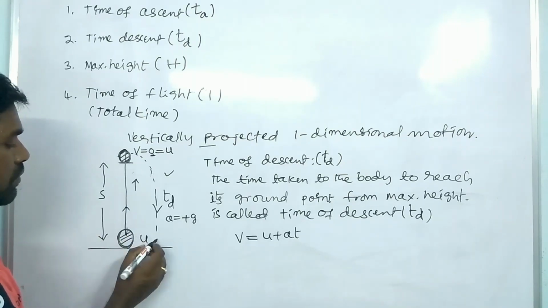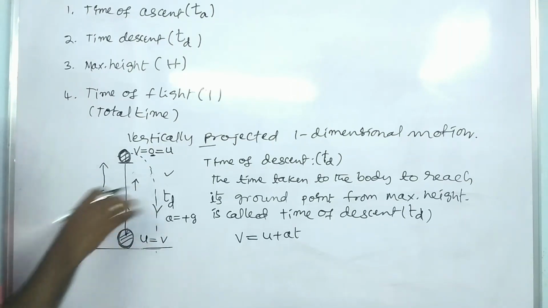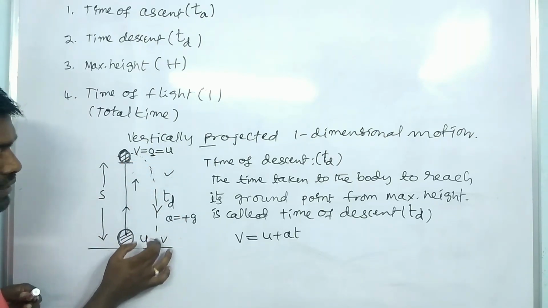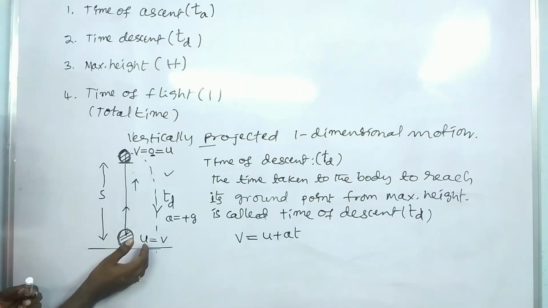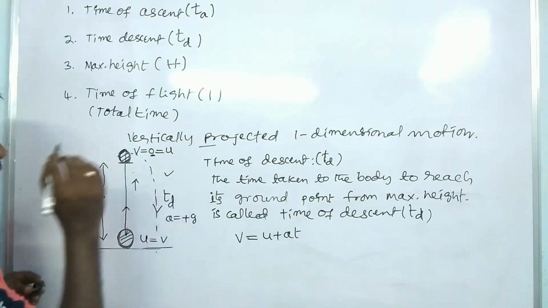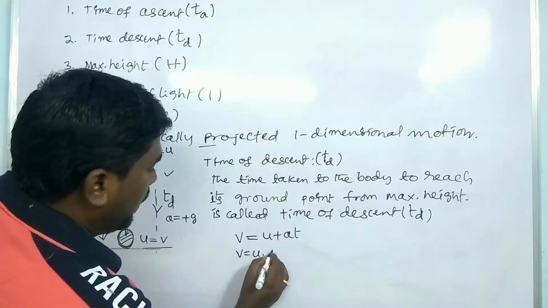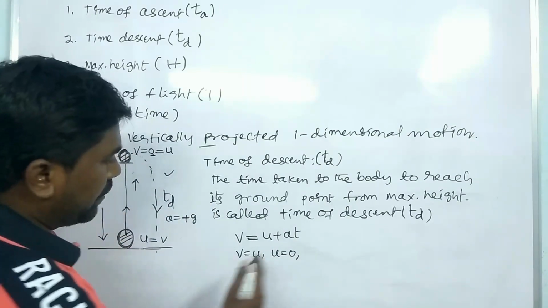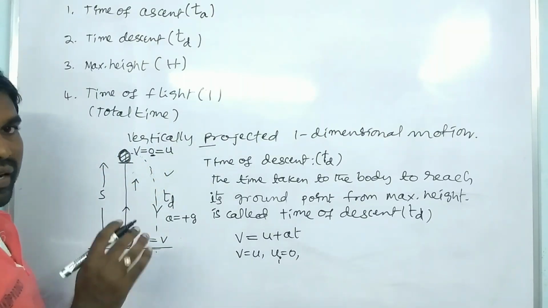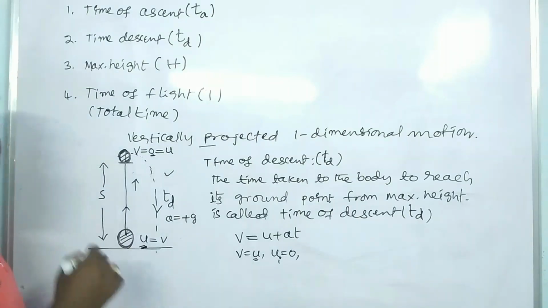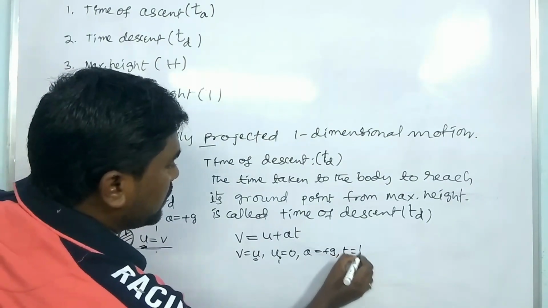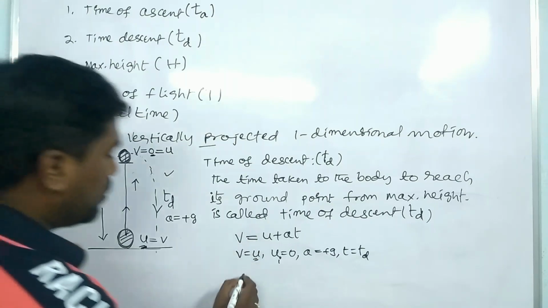That is U. That velocity is equal to the final velocity of the body in this case. Here, the body starts from rest, and when it reaches the ground point it gets the velocity v, which is equal to the velocity with which you projected the ball. That is the initial velocity of the ball, right? So v is equal to u, and the starting velocity is 0. Here a is equal to plus g and t is equal to td. Let us substitute all those values.